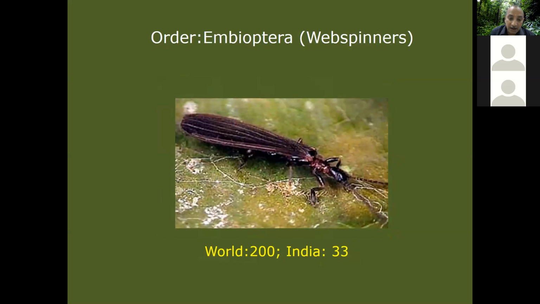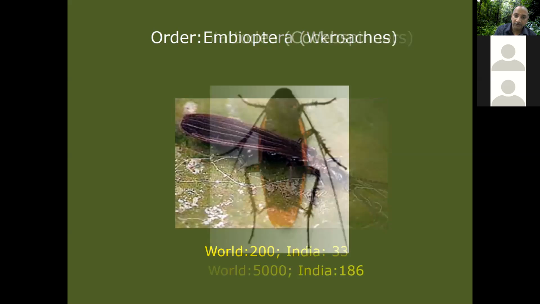Then they make web. So they live in a tunnel and they are called web spinners. So this is also very species poor in India, only about 33 species are known, called Embioptera. Not so rare, but you need to look. They used to be found in old bark, or under stones, or under fallen logs and other places, Embiopteras.